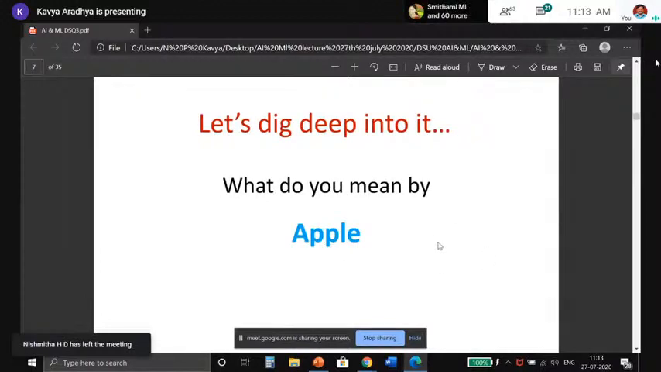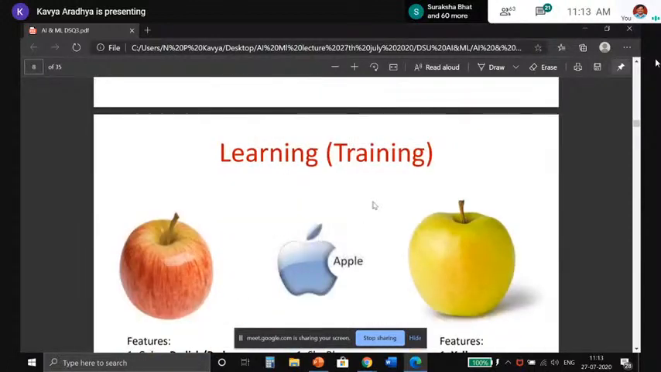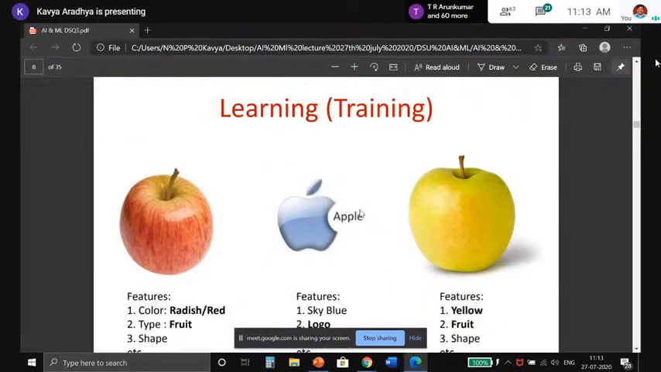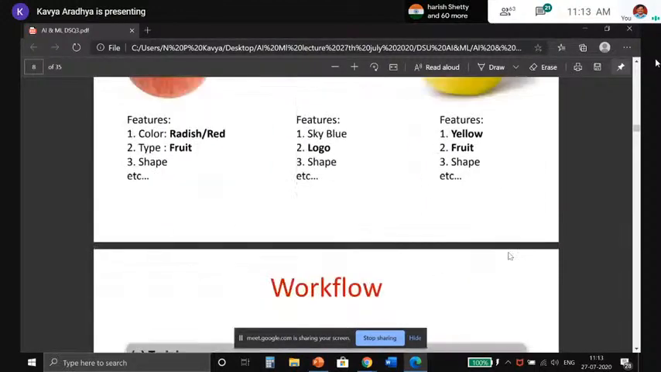The word apple, if I just say apple, what comes into your mind? What would be the parameters? How is your mind trained on the word apple? How does it learn? You say, this is also apple: red in color, it is a fruit, round in shape. This is also apple: sky blue, it is a logo. And this is yellow and it is a fruit. Fine. So your mind works like that.